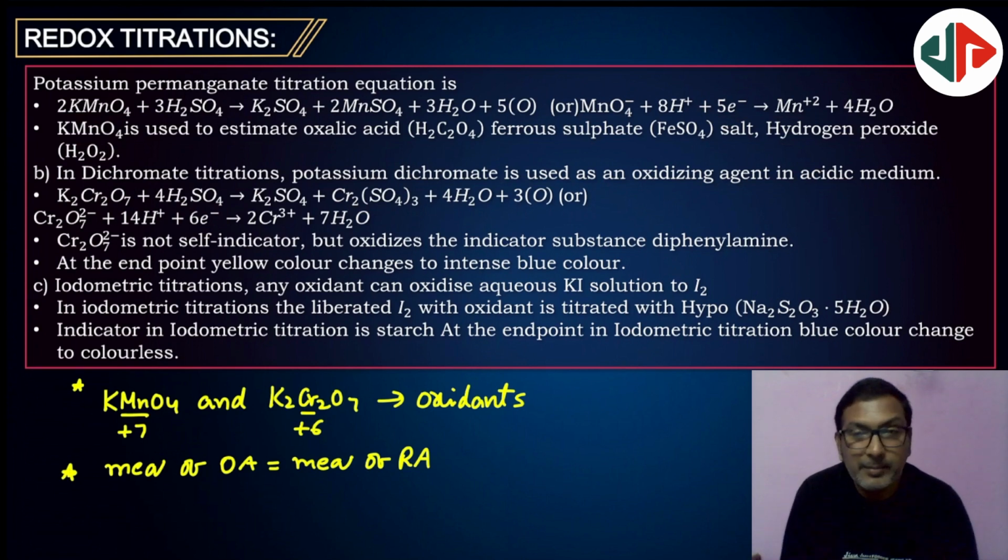So, potassium permanganate and potassium dichromate are used as oxidizing agents in redox titrations. The other compounds will be reducing agents. Next, iodometric titrations: any oxidizing agent can oxidize KI solution to iodine. Iodine will be released.